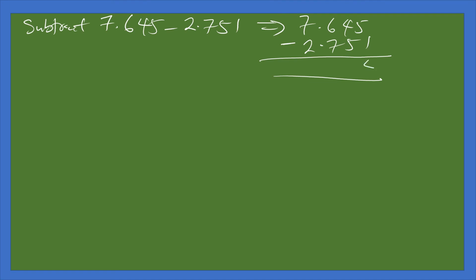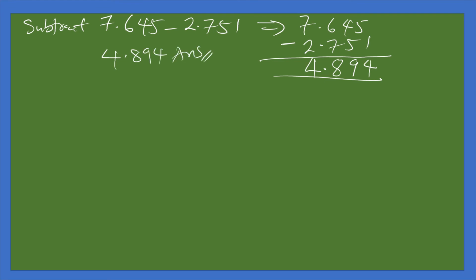So 5 minus 1 is what? 4. 4 minus 5, it cannot. You borrow 1 from 6 and add here, you have 14. 14 minus 5 is what? 9. 5 is left here. You take 1 from 7, add here, you now have what? 15. 15 minus 7 is what? 8. You put your point. What is now left here? 6. 6 minus 4. 6 minus 2 is what? 4. So 4.894 is what? The answer.